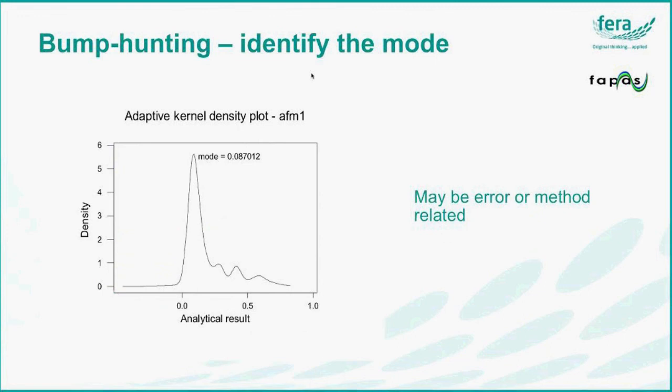We might also get multiple populations of results. We use an adaptive kernel density estimation to find out if we have a multimodal distribution. Informally, this is called bump hunting because we're looking for bumps in the distribution. These may be error related or they might be method related, and it's important to try and establish what is the cause of this so that we choose the correct mode in the dataset.